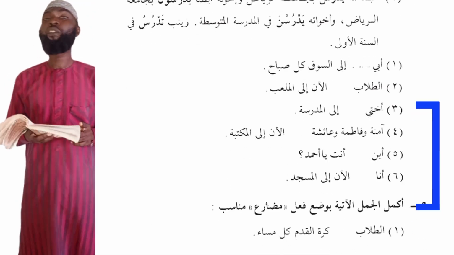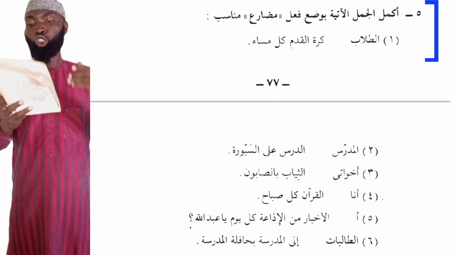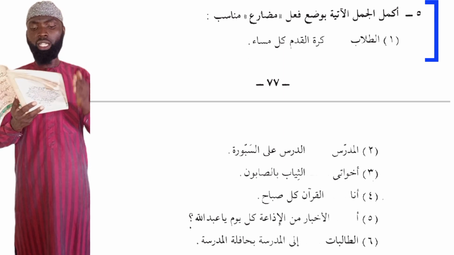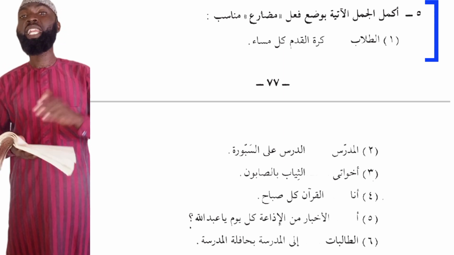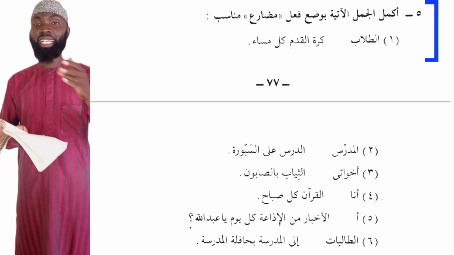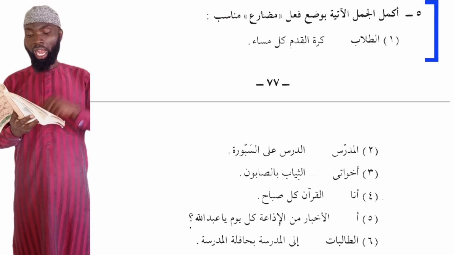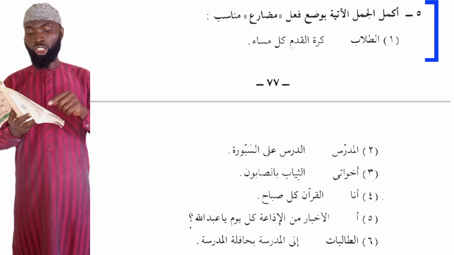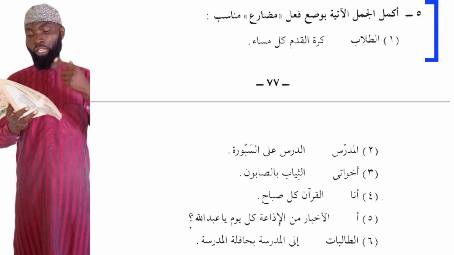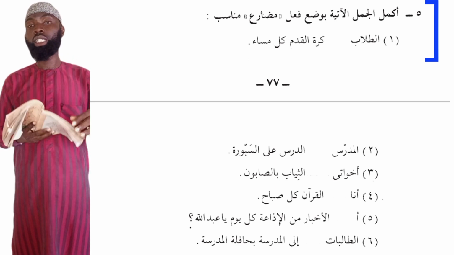ما شاء الله. Moving to exercise number 5 we have أكمل الجمل الآتية بوضع فعل المضارع مناسب. Complete the following sentences by placing in the blank spaces appropriate present tense verbs. We have here الطلاب dash كرة القدم كل أسبوع. We say الطلاب يلعبون كرة القدم كل أسبوع.